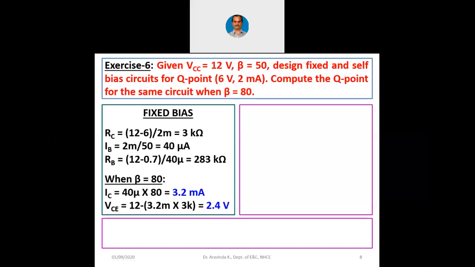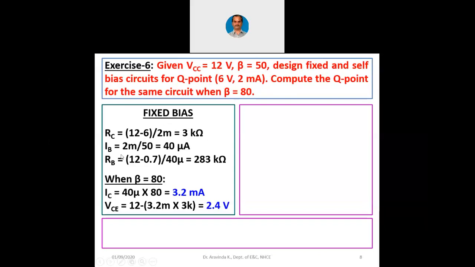That is the problem with the base bias circuit. That is why we are not using it anywhere. We are using it only in digital circuits for inversion. Otherwise, we are not using it anywhere for amplification in the analog circuitry. Now, I hope you understood this problem.